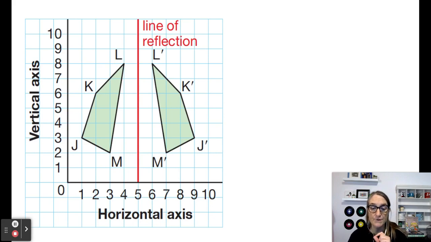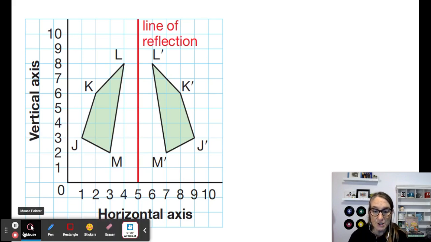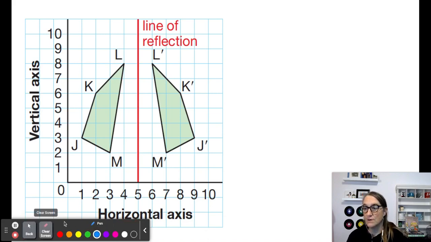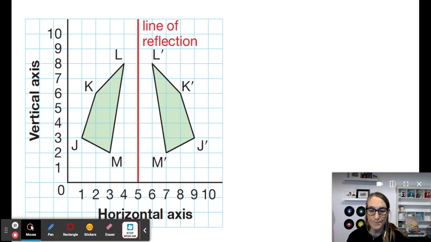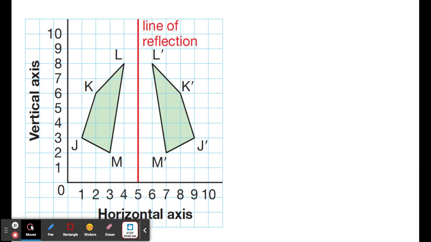Each vertex moved horizontally, so the distance between the vertex and the line of reflection is equal to the distance between the image and the line of reflection. So, for example, this distance is 1 unit, and to the image, it is also 1 unit. Let's try this out. Let's look at vertex J to start with.